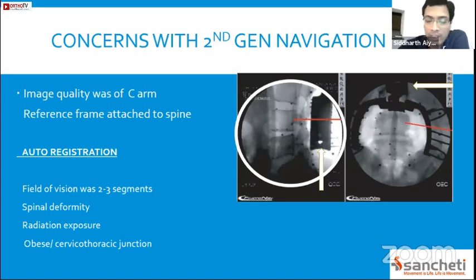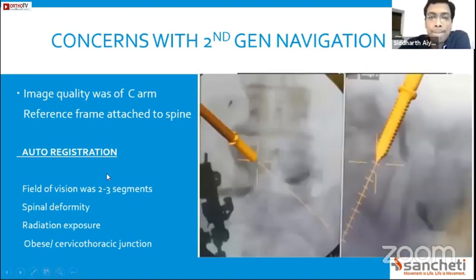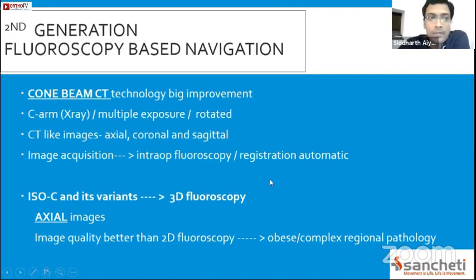exposure would increase. Also, because it was a C-arm image, patient habitus such as obesity, or regions of the spine that are difficult to view such as the cervicothoracic junction, were difficult to handle with second generation navigation of 2D fluoroscopy. This would be an example of the final image that the navigation would have. So you can see the image quality was not as good as you would expect.